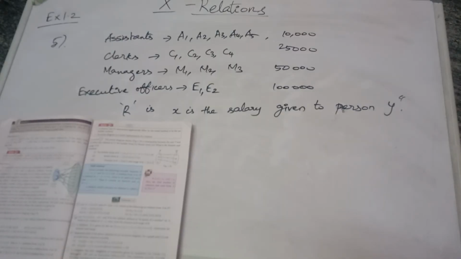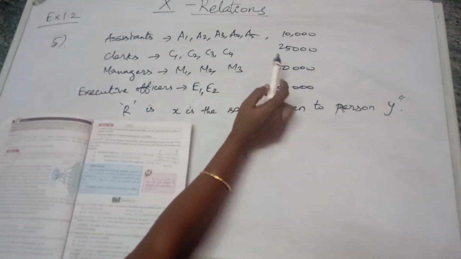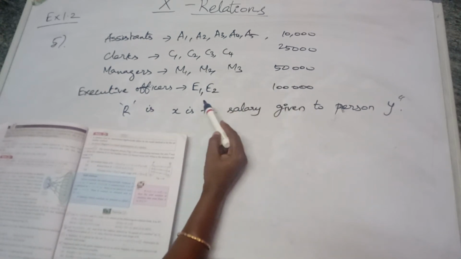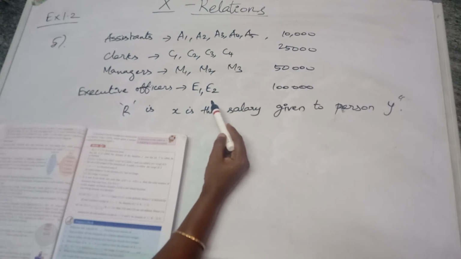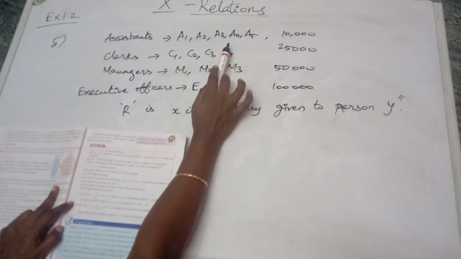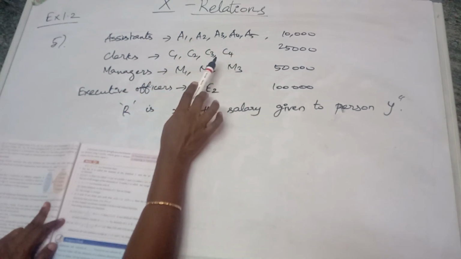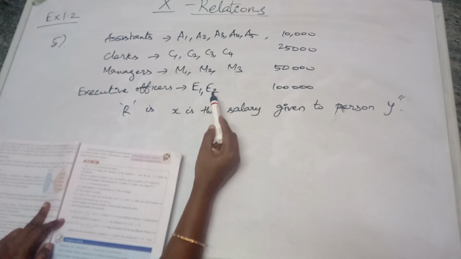See the fifth question. The question is very big, so I can't write it on the board, so I am just reading this question. A company has 4 categories of employees: assistants, clerks, managers and executive officers. The company provides 10,000 for assistants, 25,000 for clerks, 50,000 for managers and 1 lakh for executive officers. Okay, and A1, A2, A3, A4, A5 are assistants. How many assistants? 5 assistants are there, 4 clerks, 3 managers and 2 executive officers.